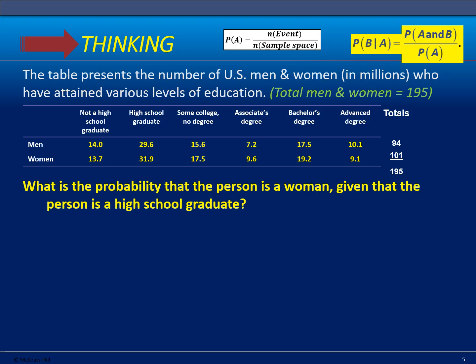So let's try another one here. Hopefully if you didn't pause before, you will pause now because you've seen how this is done. What is the probability that a person is a woman given that the person is a high school graduate? Okay, so we're looking for, in the numerator, a woman and high school graduate, and the denominator is a high school graduate, the total number of high school graduates. Okay.